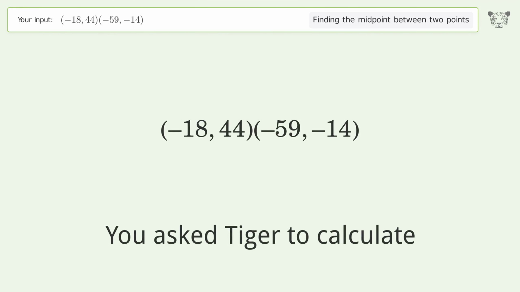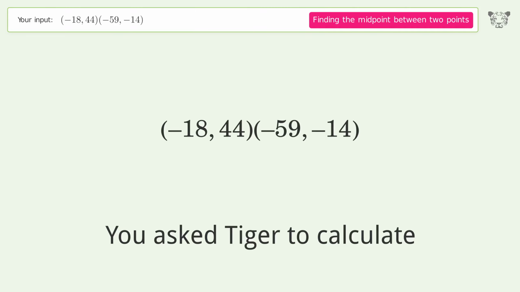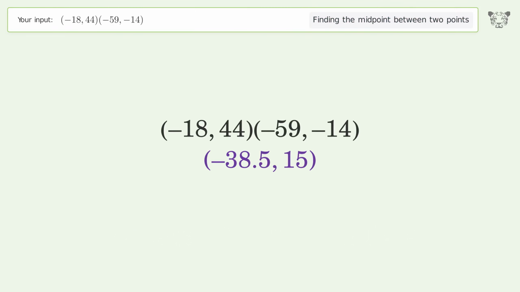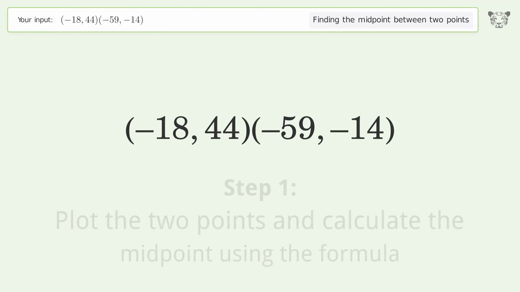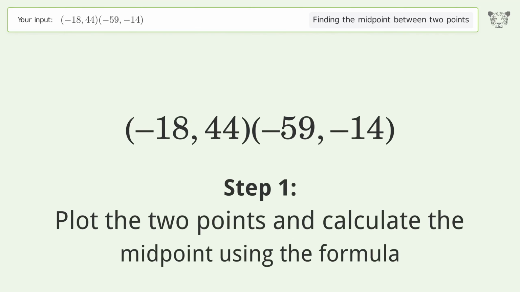You ask Tiger to calculate. This deals with finding the midpoint between 2 points. The midpoint between the 2 points is negative 38.5, 15. Let's solve it step by step. Plot the 2 points and calculate the midpoint using the formula.